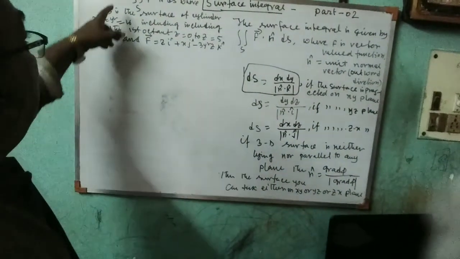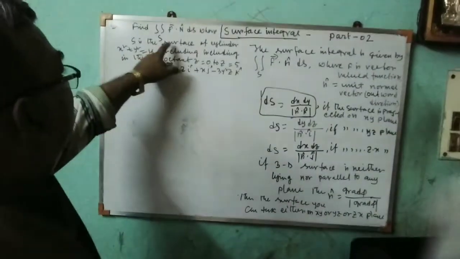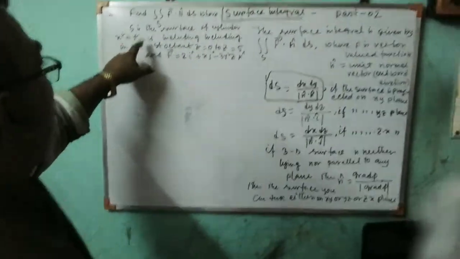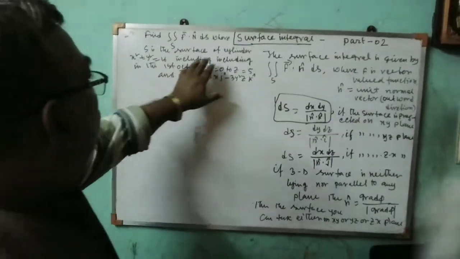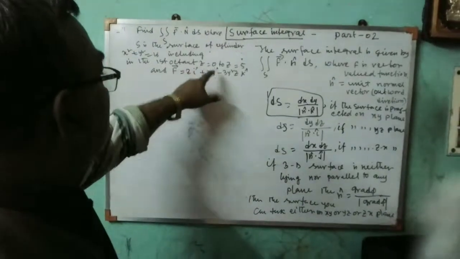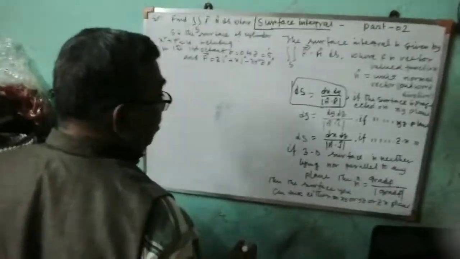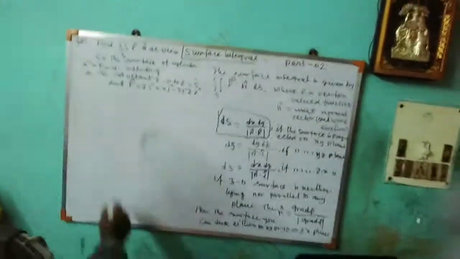This sum: find this where S is the surface of the cylinder x square plus y square equal to 16, including in the first octant, z equal to 0 to z equal to 5. F is always given. Now, what is the n vector? You have to find the n vector. Before finding the n vector, you have to find what phi is.